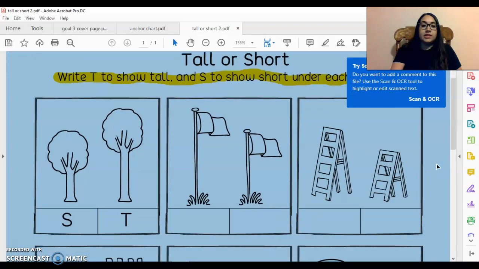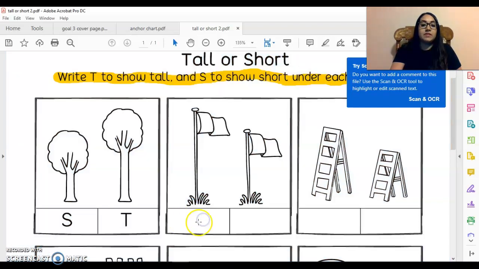So that is it. Nada más escribir las letras para largo y corto aquí en estas cajitas de abajo.